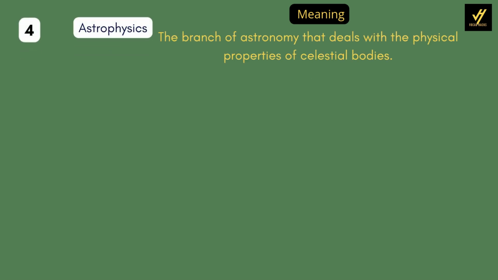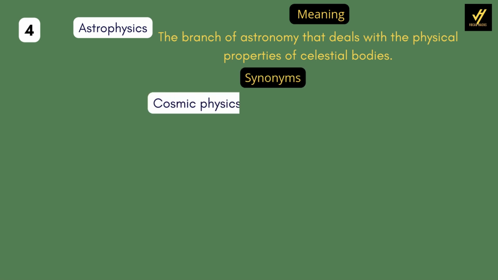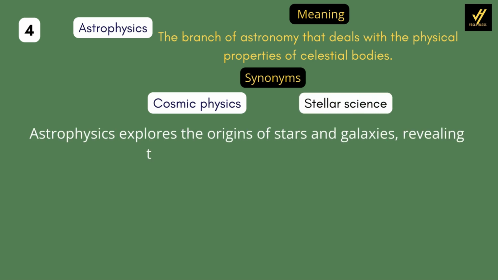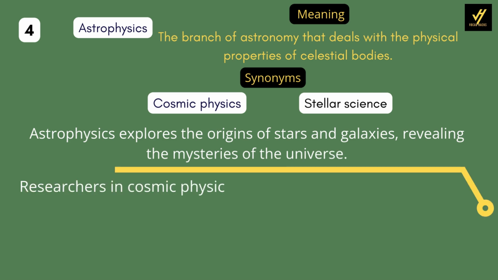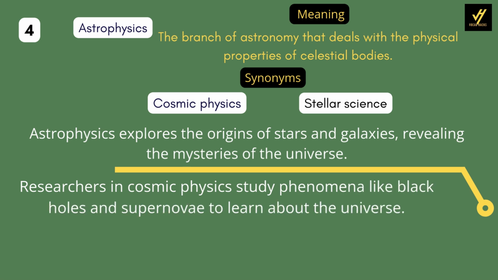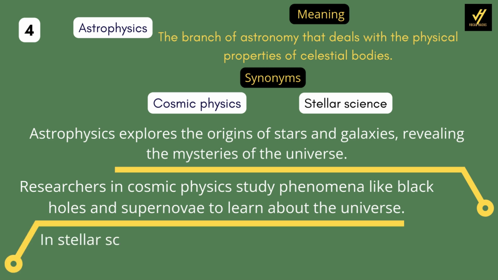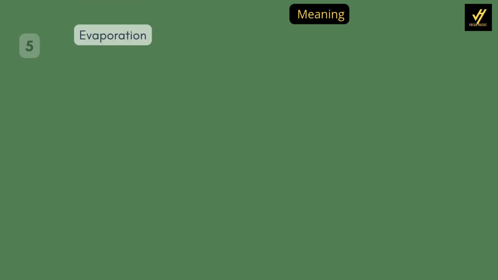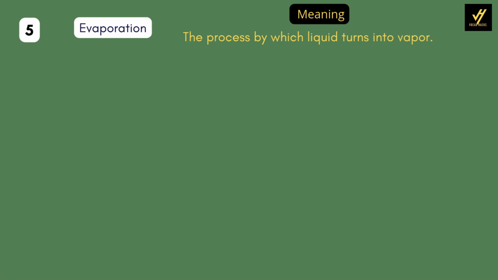Astrophysics, the branch of astronomy that deals with the physical properties of celestial bodies. Cosmic physics, stellar science. Astrophysics explores the origins of stars and galaxies, revealing the mysteries of the universe. Researchers in cosmic physics study phenomena like black holes and supernovae to learn about the universe. In stellar science, scientists use telescopes to observe distant celestial bodies and gather important data.